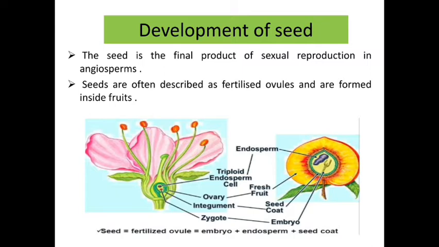Now can you see the ovary develops into fleshy fruit. So this is the fleshy fruit part. Now these are the different parts of the flower which in time develop into fruit and seed. So what is seed? Seed is the final product of sexual reproduction in flowering plants, and seeds are fertilized ovules, and these are formed of embryo, endosperm and seed coat. Clear? Okay.